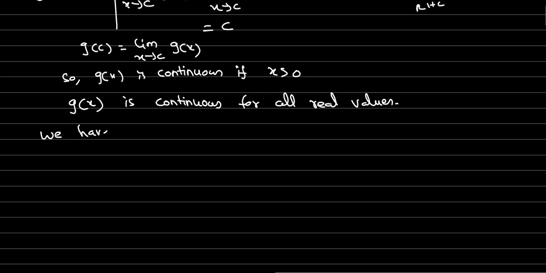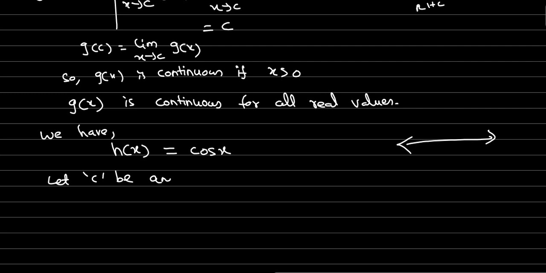We have h of x equal to cos x. In the real line we have infinite real numbers, so I am going to use a common name. Let c be any real value. Throughout the real line we have only a single function, so no condition like c less than 0 or greater than 0, nothing like that. Let c be any real value.